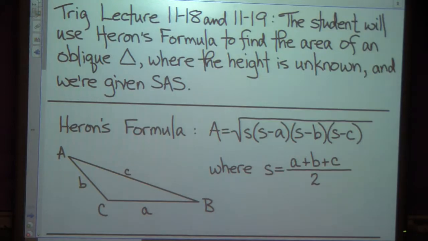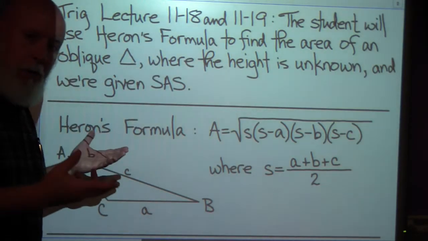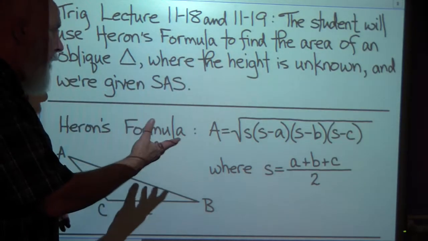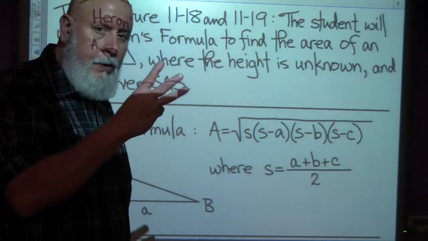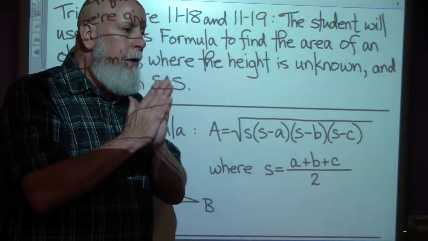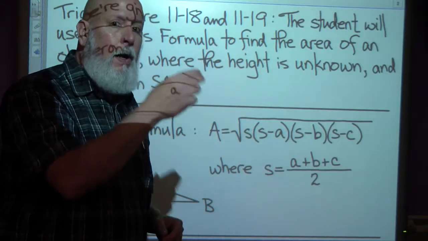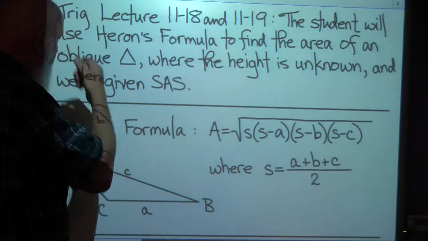All right, here's Trig lecture 11, 18, 11, 19. The student will use Heron's formula to find the area of an oblique triangle, which is what we did for the last couple of days. But in this case, the height is still unknown, but we're given side angle side instead of all three sides. And remember, we need to find the perimeter. And if we're only given two sides, we need to find that other side in order to use Heron's formula, which is what I'm going to show you how to do right now.